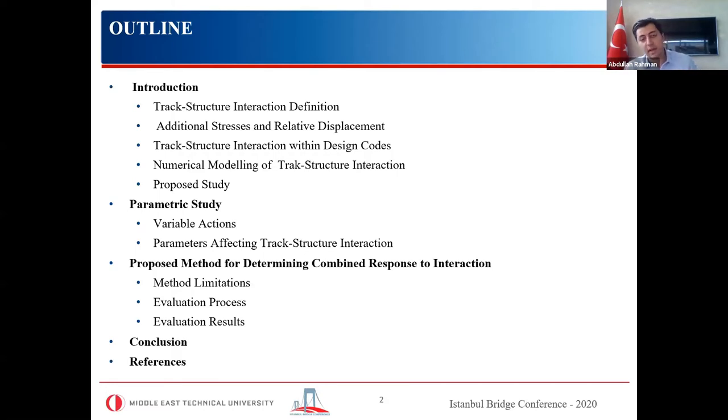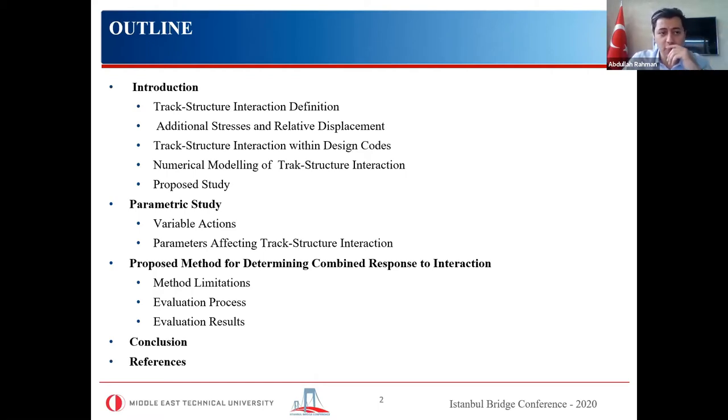And this instability will not support your rail. Under this instability, the track will lose stability. So that's why I want to give a brief introduction about what track structure interaction means.